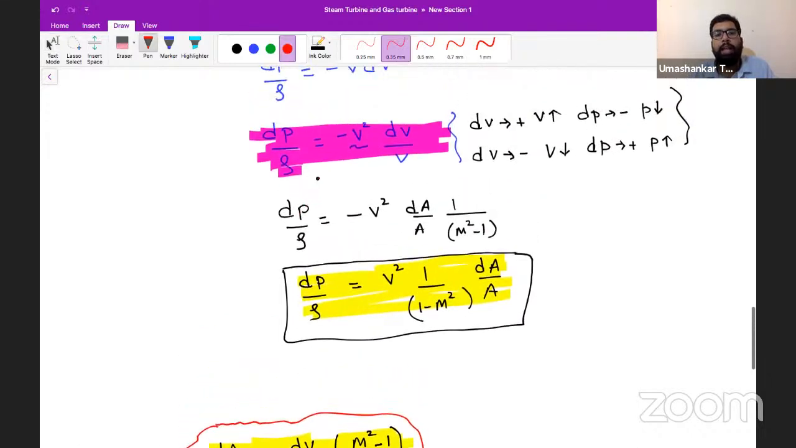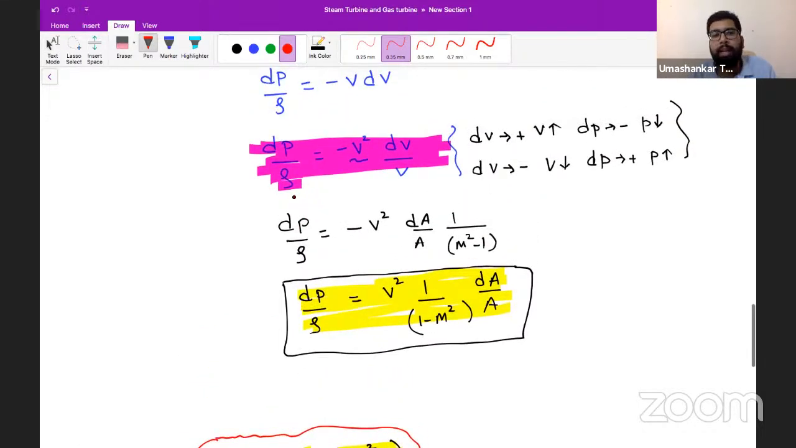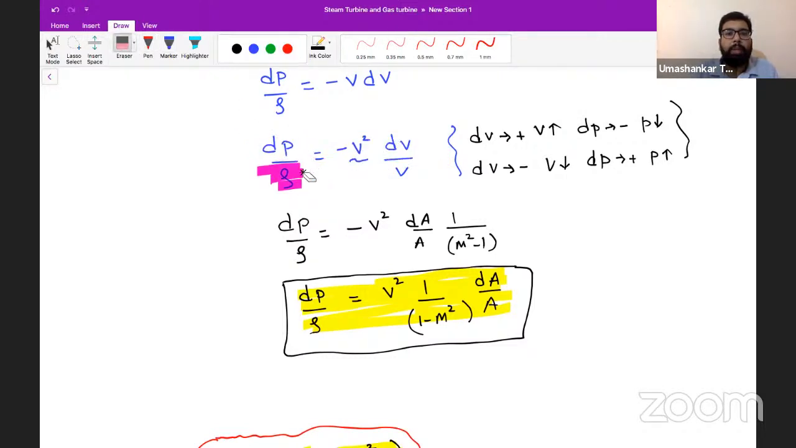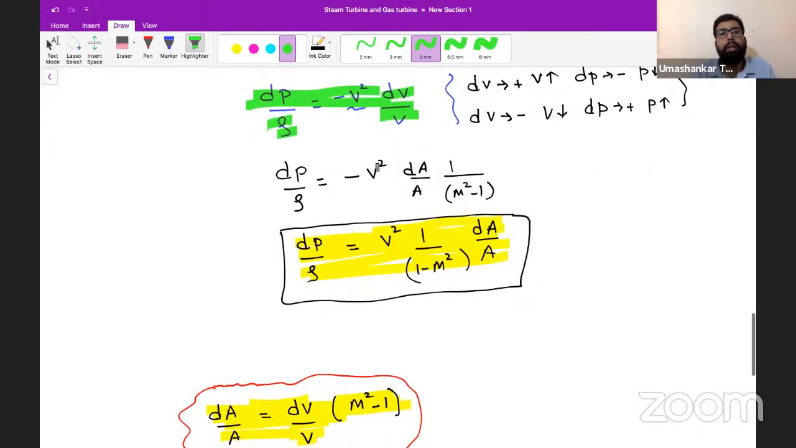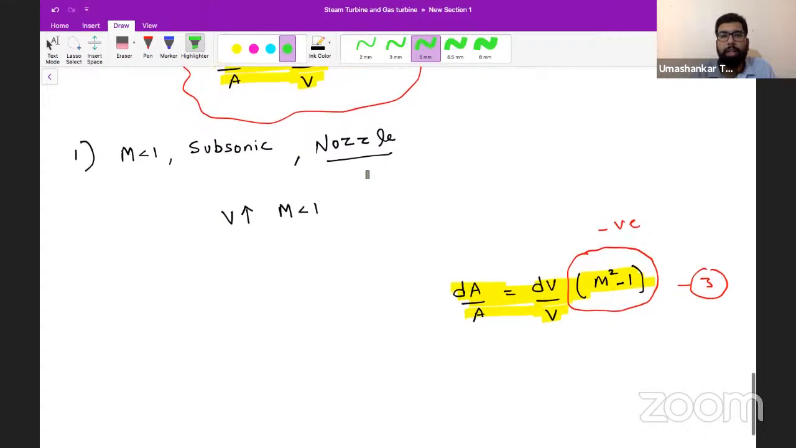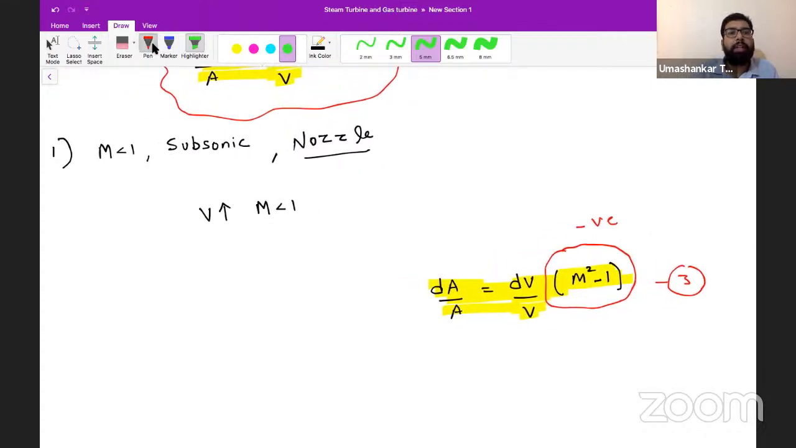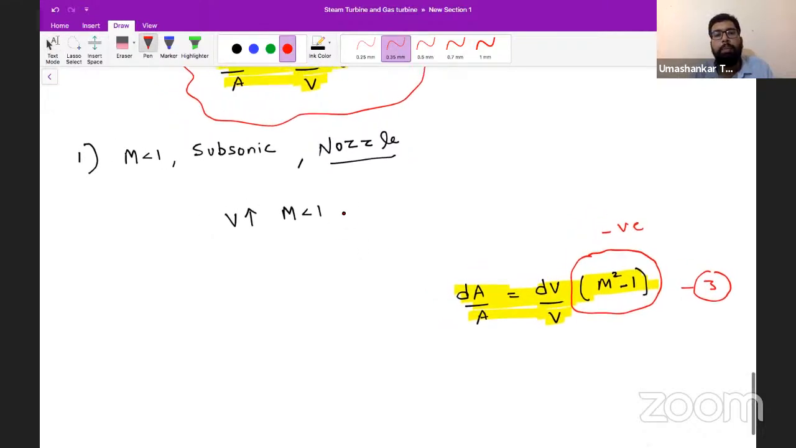As I have explained here also, dp by d rho is equal to minus v square dv by v. So we have already established the relation between pressure and velocity, and we concluded that whenever the velocity is increasing, the pressure must decrease, and vice versa. Now coming back to this discussion.